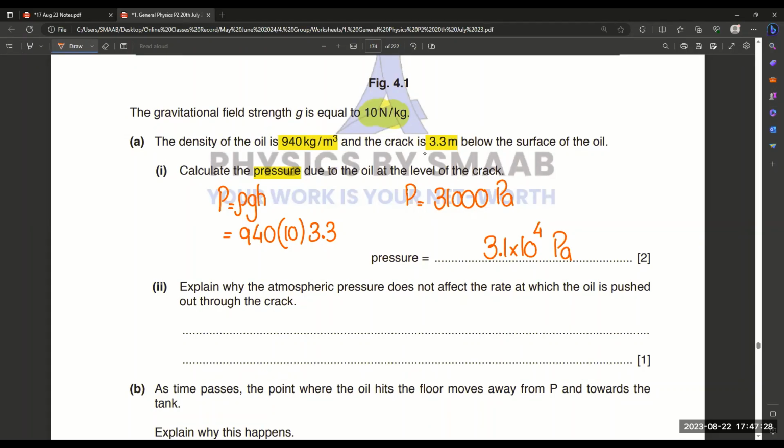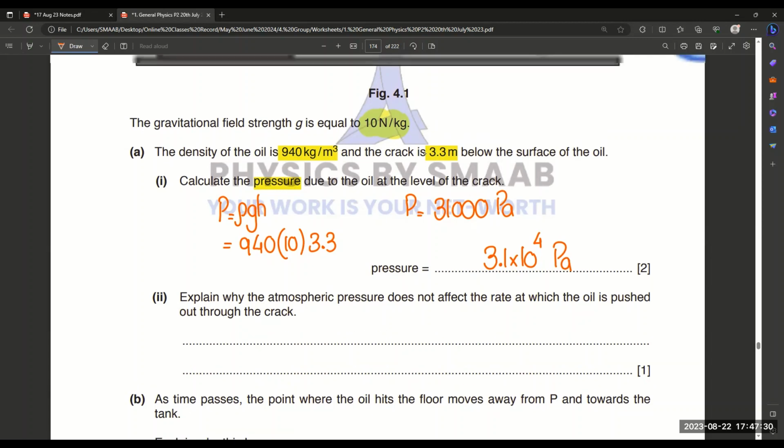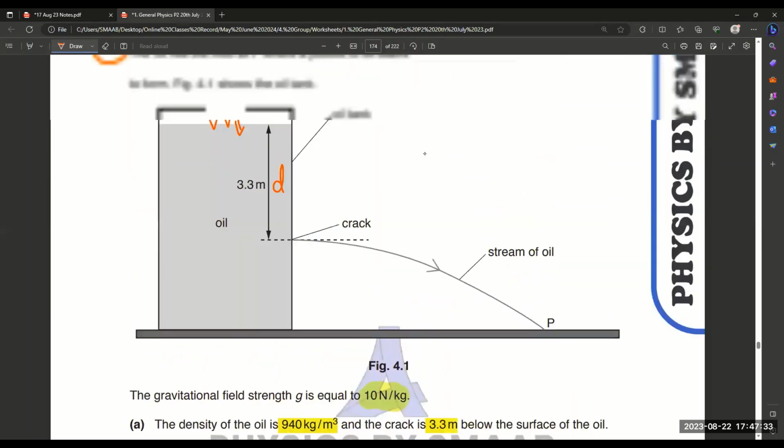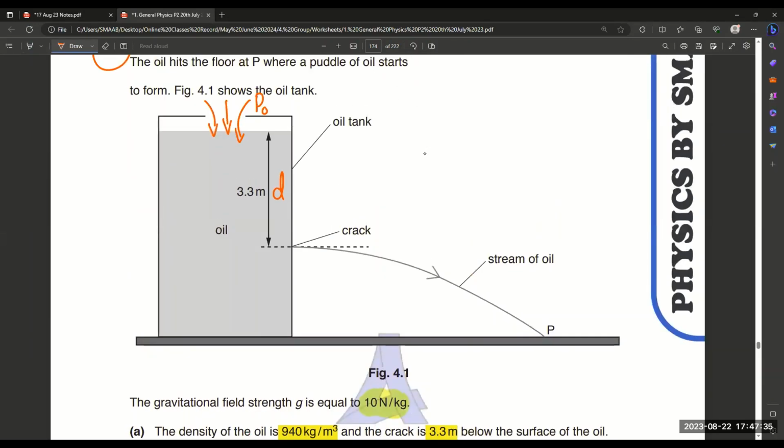I'm not sure about this. Is it simple because it's the same everywhere, so it doesn't affect the whole thing? Simple concept, because we are not talking about any change in atmosphere, right? So we consider that the atmospheric pressure remains constant, right?